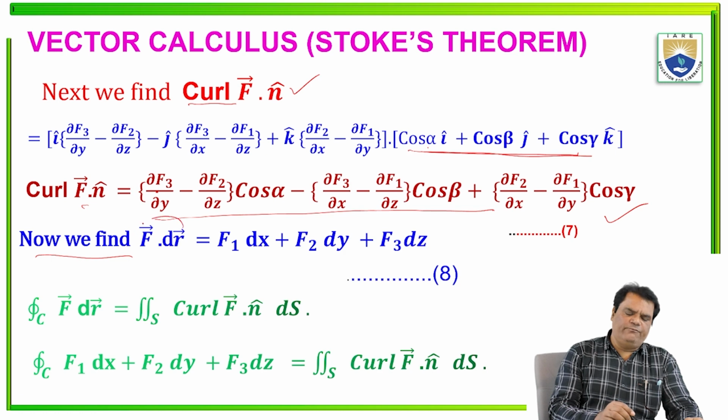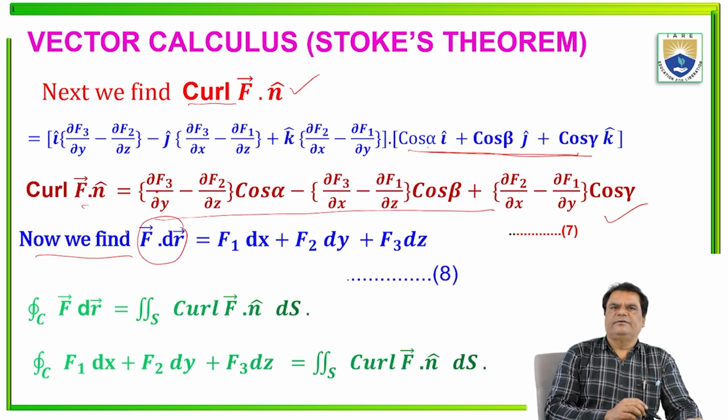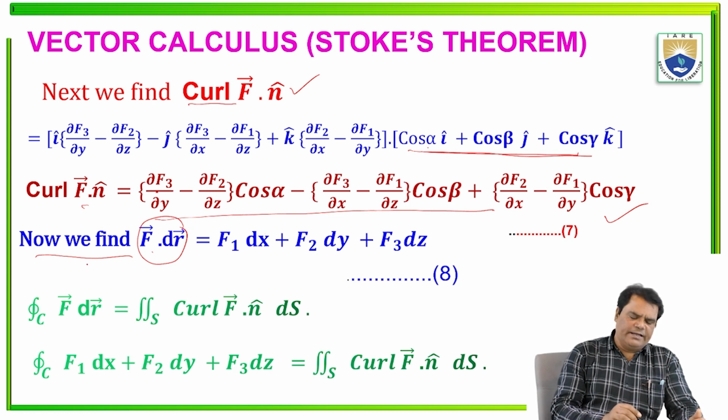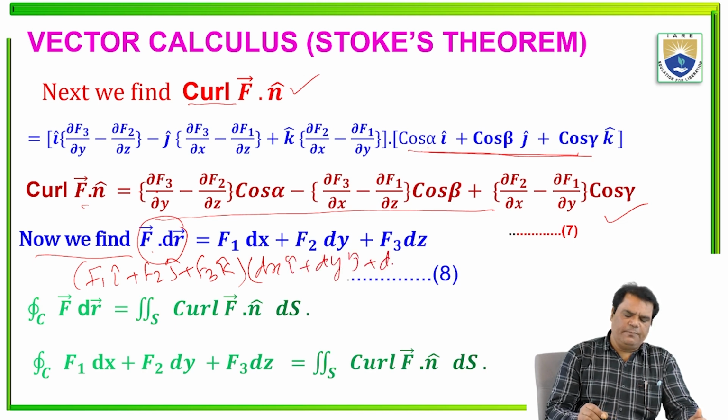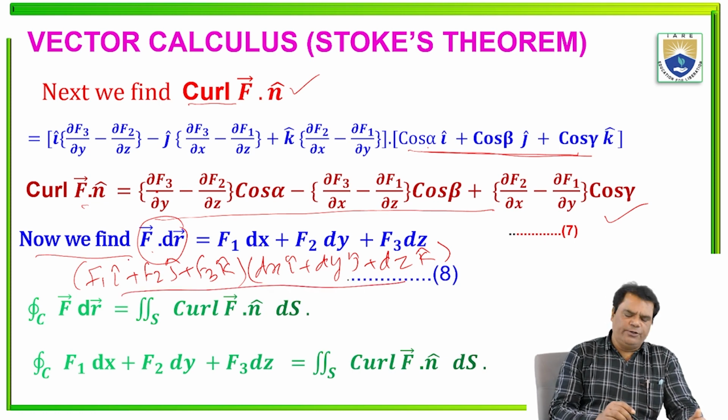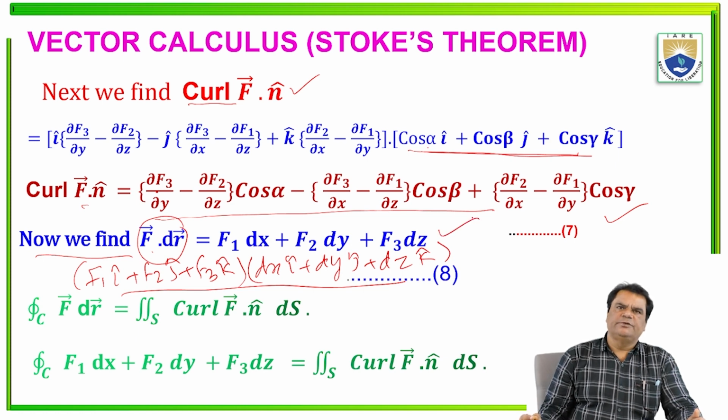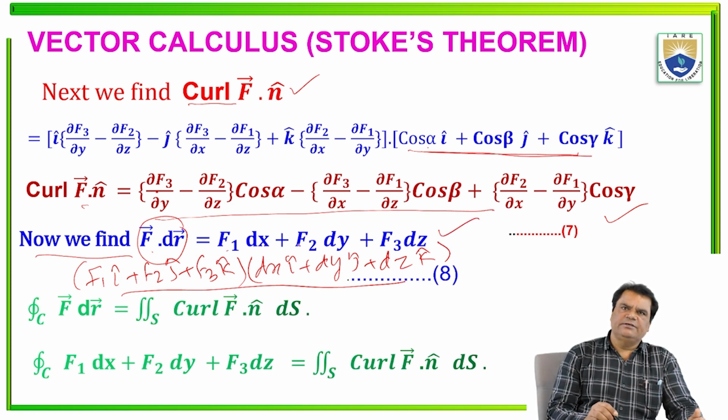Now we find f vector dot dr vector. F vector is f1 i plus f2 j plus f3 k, and dr is dx i plus dy j plus dz k. Taking the dot product here, i to i, j to j, k to k, we get equation 8. Equation 8 is f1 dx plus f2 dy plus f3 dz.